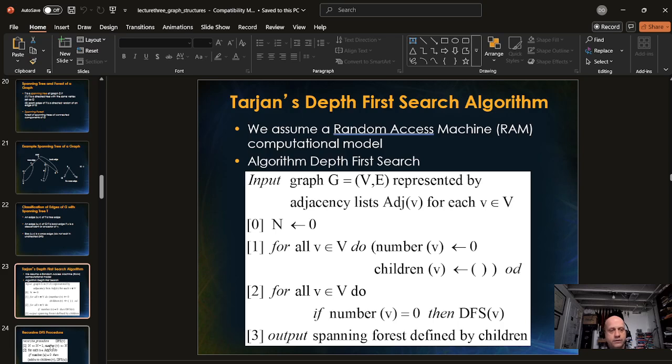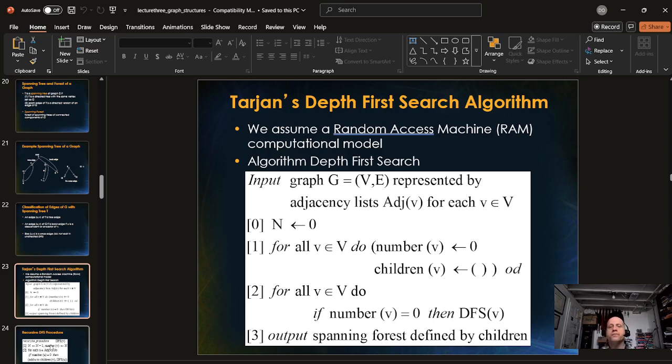This slide covers Tarjan's depth first search algorithm. Here we assume a random access machine (RAM) computational model, and this addresses the algorithm depth first search. The input graph G, consisting of vertices and edges, is represented by the adjacency list, adjacency of V for each vertex within the entire set of vertices, identified with the capital V. And we go through the algorithm and assign 0 for all vertices within the set.